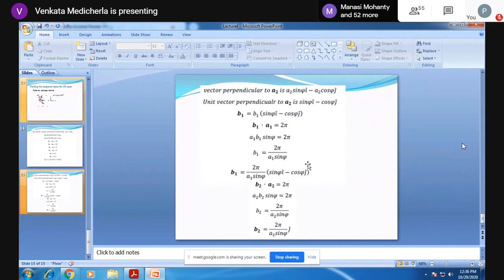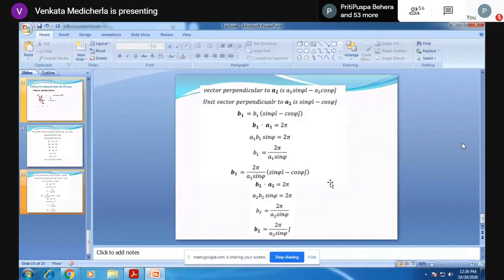You can use this as a general relation for B1 and B2 in terms of phi, A1 and A2. For special cases, you can always do it. If A1 is equal to A2 and phi is equal to 90, you have a square lattice. If A1 is equal to A2 and phi is equal to 120, you will have a hexagonal lattice. Like this, you can generate all the lattices from this. Okay, that's what I wanted to say today. But let me also tell you something.